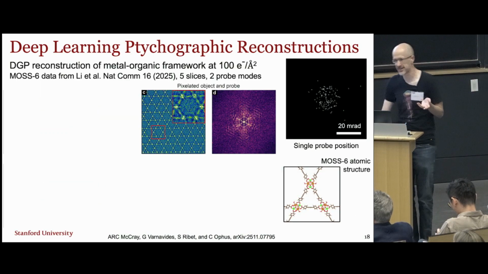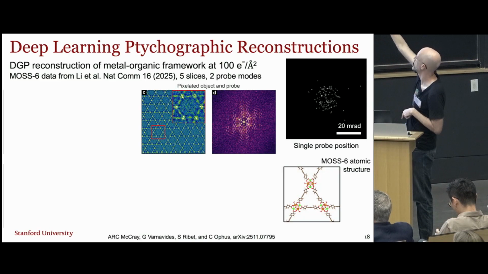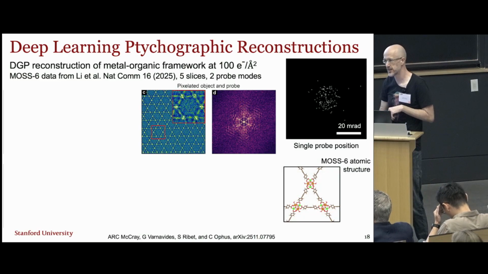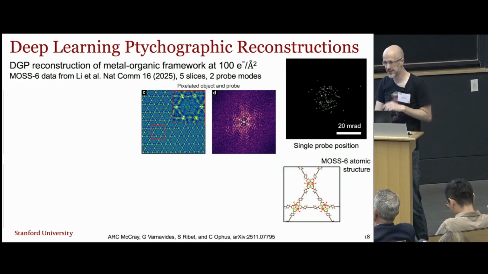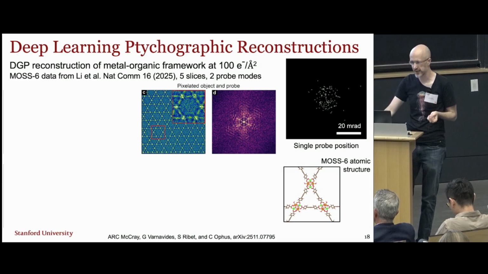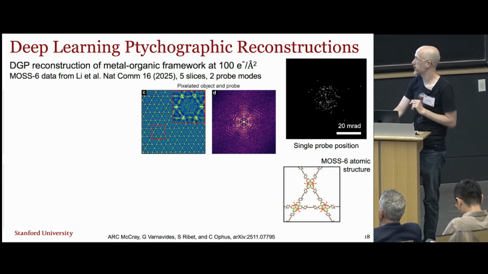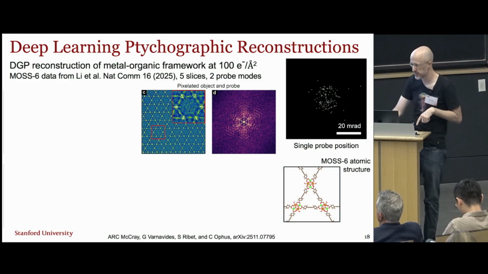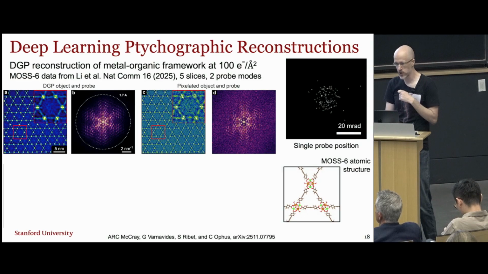So here's some data set from Cornell. Very, very low signal to noise. Every probe measurement in the upper right there is essentially just a couple electrons, a few dozen electrons on the sensor. And this is because this is a metal organic framework, extremely beam sensitive, right? And so the upper middle panel is the reconstruction and its Fourier transform using the pixelated model in our code. The upper left is with the deep generative prior.